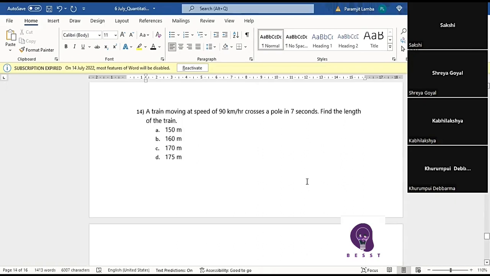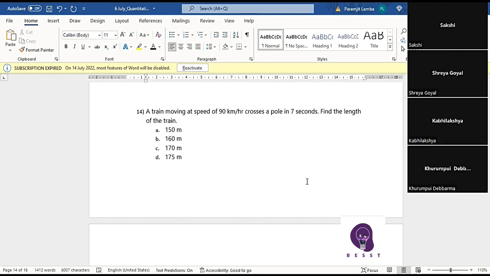Train and pool, again, very irritating. If a train is moving, let it go. Why do you have to keep measuring the speed? A train moving at a speed of 90 kilometers per hour crosses a pole in 7 seconds. I wish it crashed into the pole sometimes, but in my school, it never did.